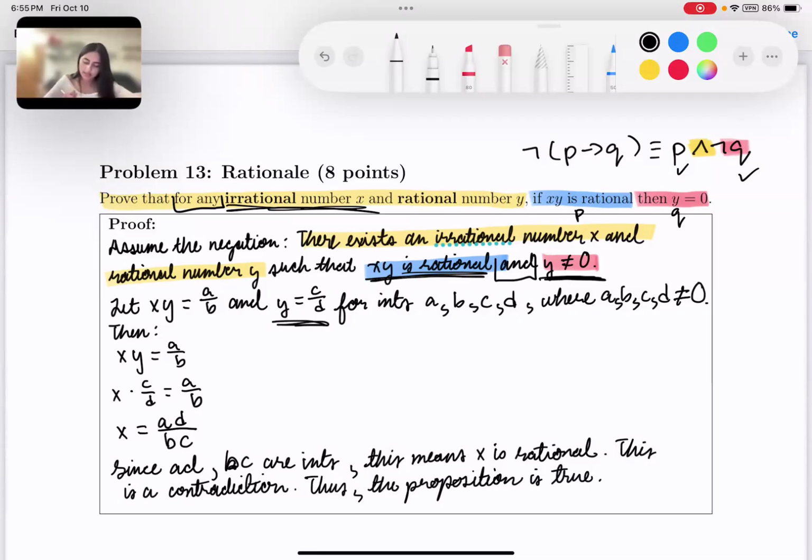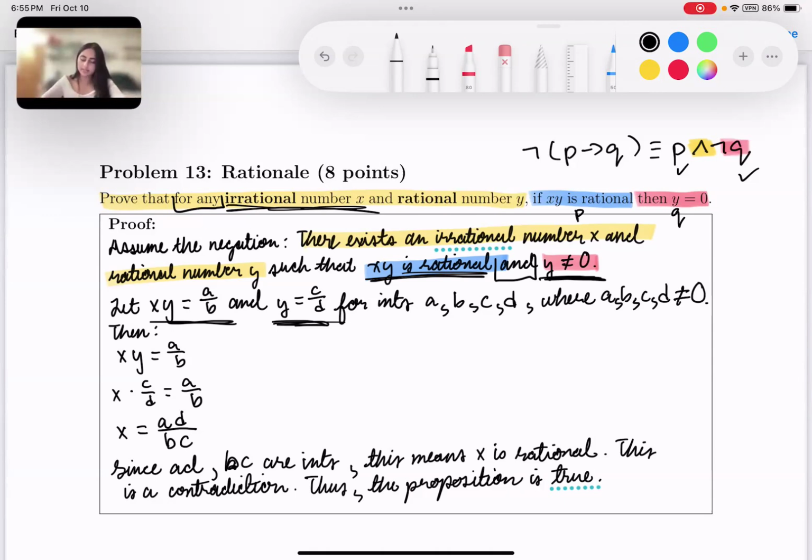And just to make it clear, the reason that we were able to say these things in the first place is because this is the definition of rational numbers. Having an integer divided by another integer, you have a rational number.